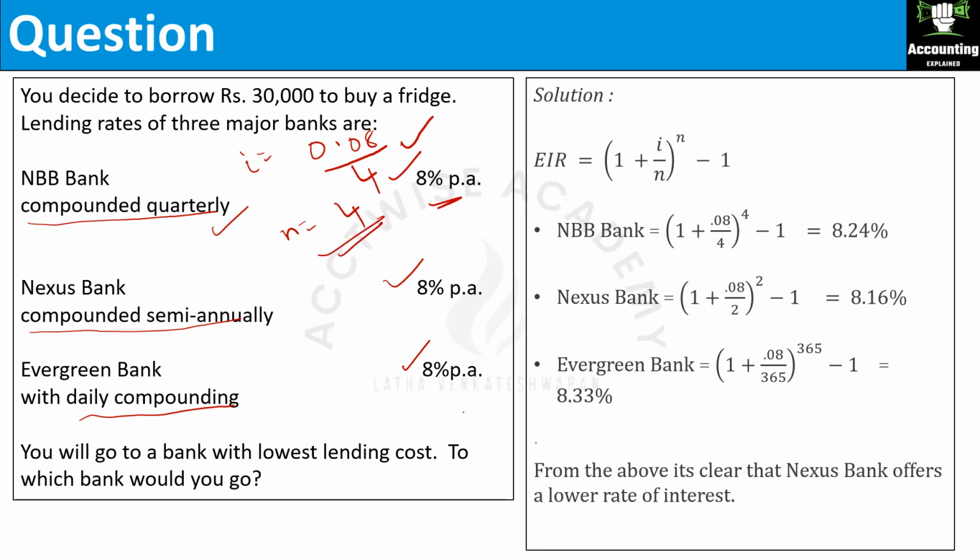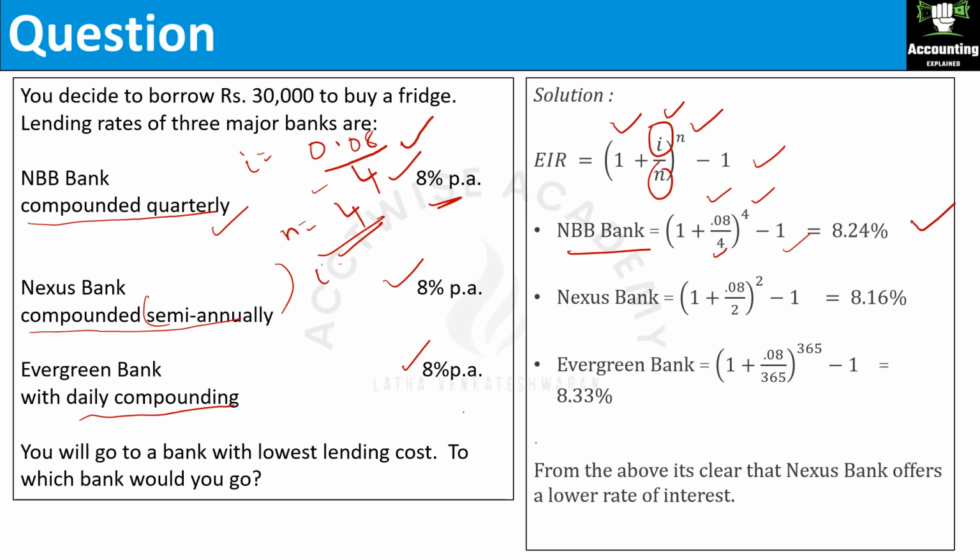Let us substitute these values in the formula. So the EIR formula is what? (1 + i/n)^n - 1, where i is the nominal interest rate and n is the number of periods. So on substituting here, for NBB Bank: 1 plus 0.08 divided by 4 is the interest, to the whole power of 4, since n is 4, minus 1. On simplification we get 8.24%.